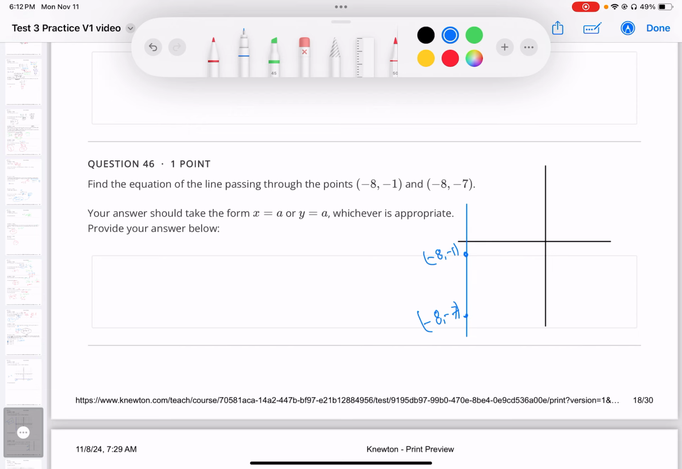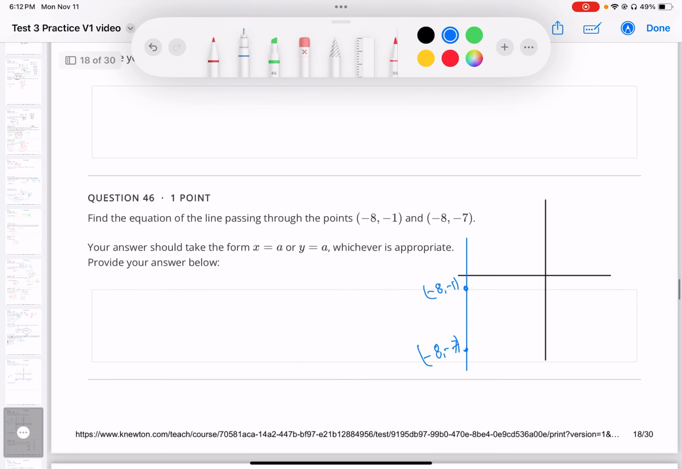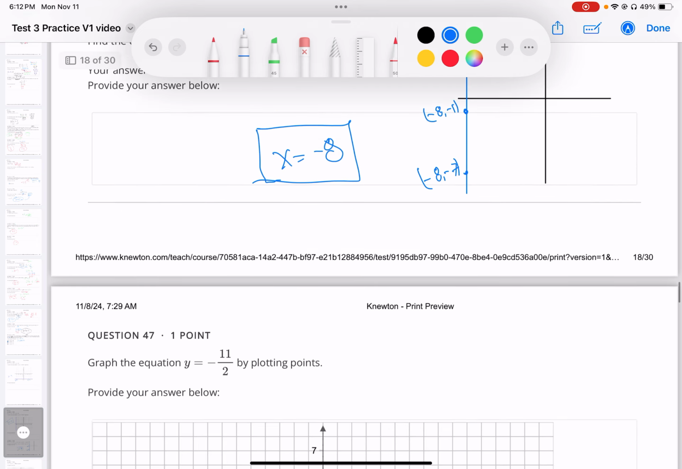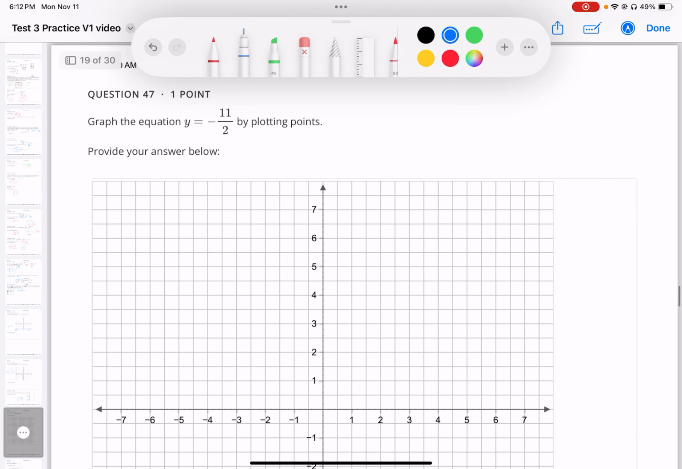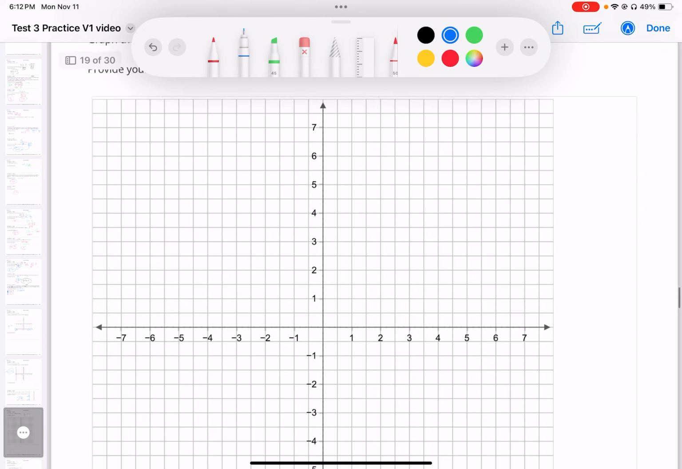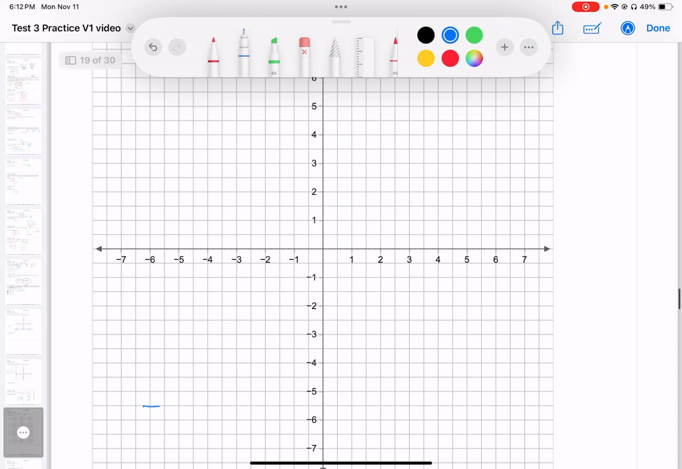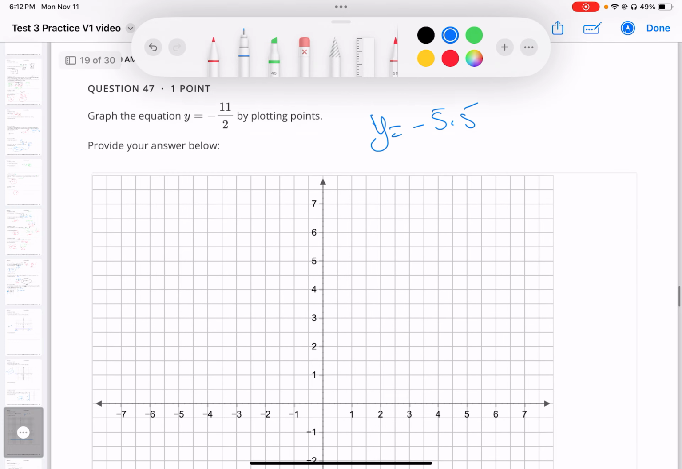So this is really similar to the last one where x is going to be equal to -8 because it doesn't change. Okay, 47. So this is y equals -11 halves. And you can put that into your calculator. -11 halves is -5.5. So we're just going down to -5.5, making a line straight across. And there's my line there.